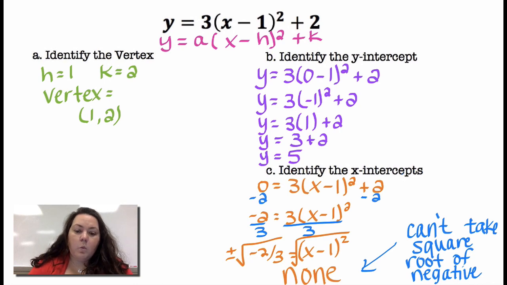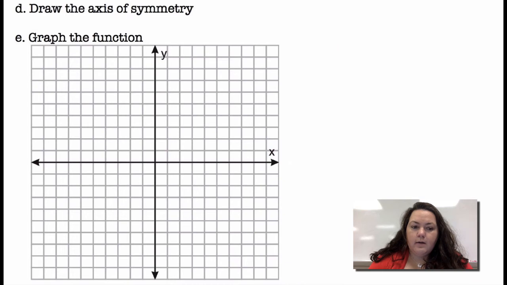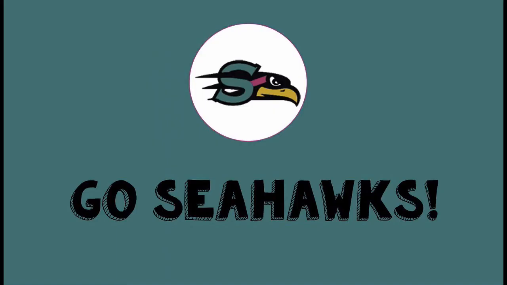But I have a vertex at (1, 2), and I have a y-intercept at 5. So I'm going to plot the vertex. Then I can draw my axis of symmetry through the vertex. If I know I have that y-intercept at 5, then I can go on the other side of my axis of symmetry, a mirror image, and draw another point. And from there, I can draw my parabola. And that's it.